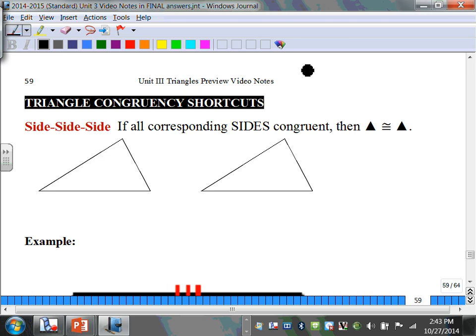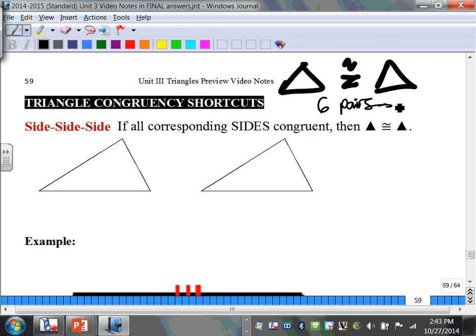Now, when you have congruent triangles, we know automatically that there's 6 pairs of things congruent. That's a lot of stuff to keep track of. So we're going to talk about shortcuts.